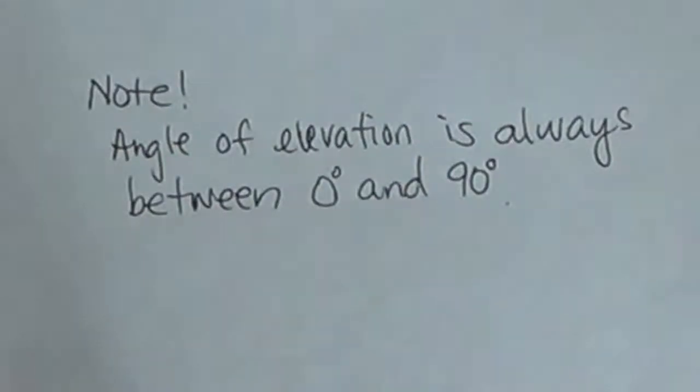In other words, when you're looking for angles of elevation or using them within problems, if you're getting a theta that is 120 degrees or 110 degrees, then you know you did something wrong. It is always measured up from the horizontal and it can't go past the vertical. Otherwise, we'll be looking at the other side, an angle of depression instead of an elevation.